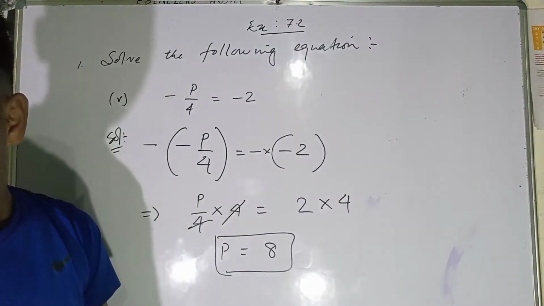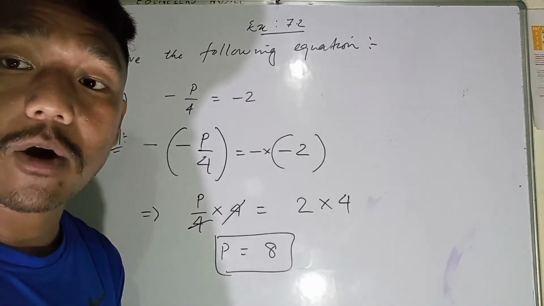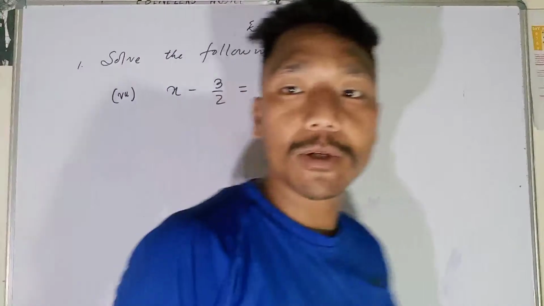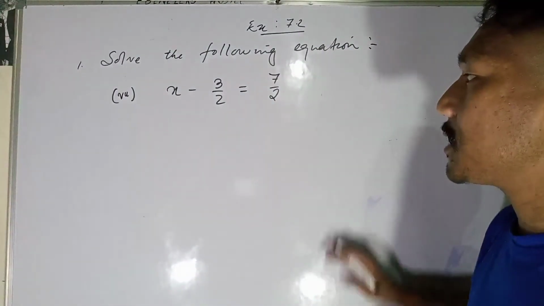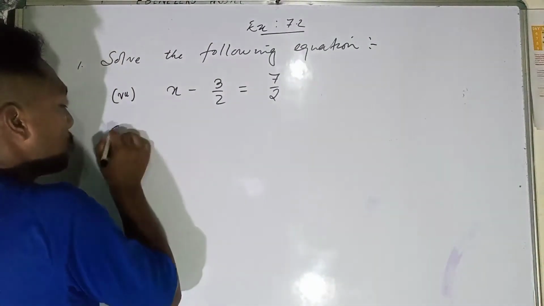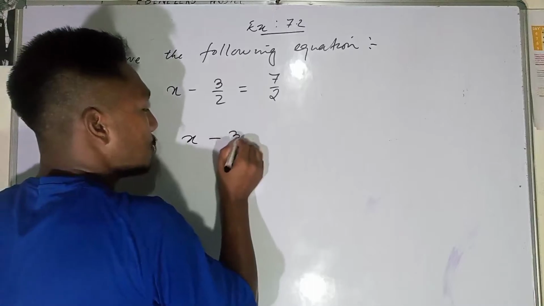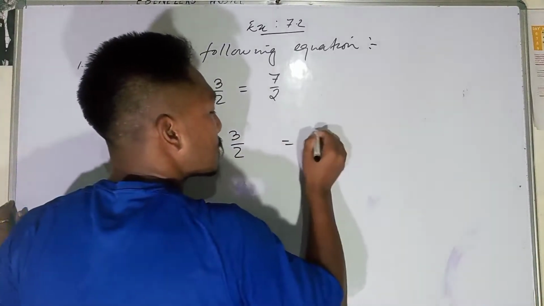That is question number 7 and 9. I will be solving question number 7 and 9. The remaining will be homework. So this is our question number 7: x minus 3 by 2 is equal to 7 by 2.